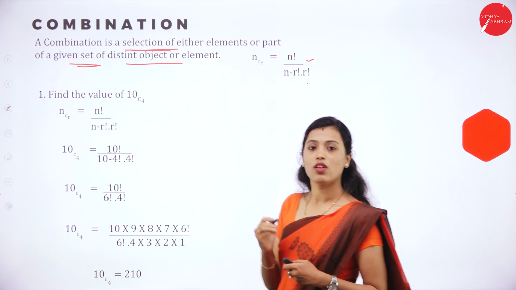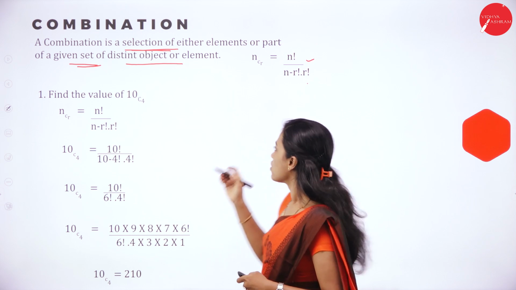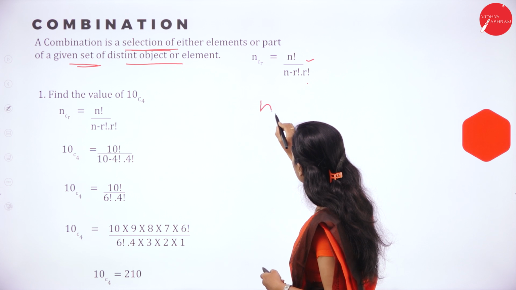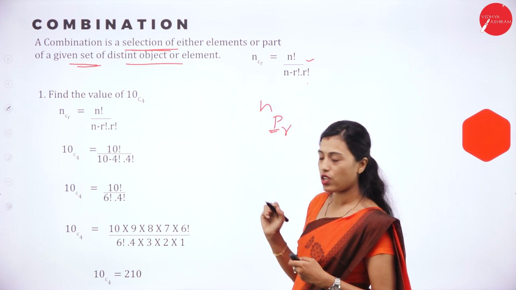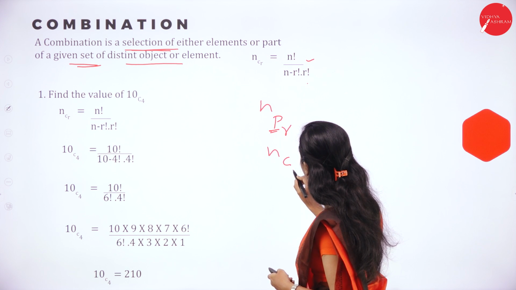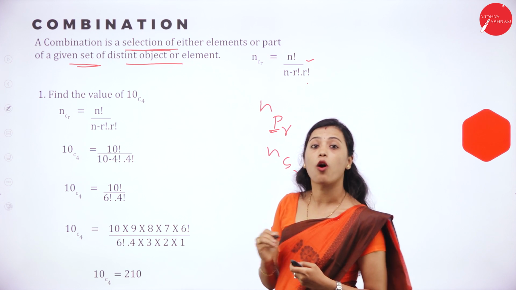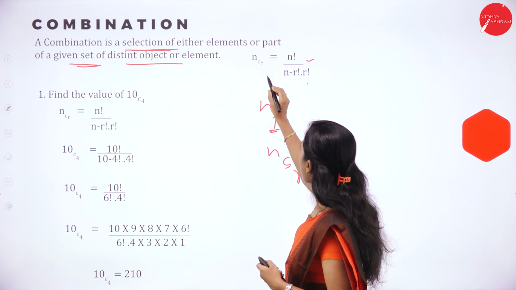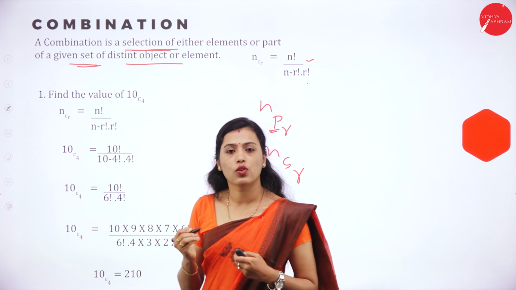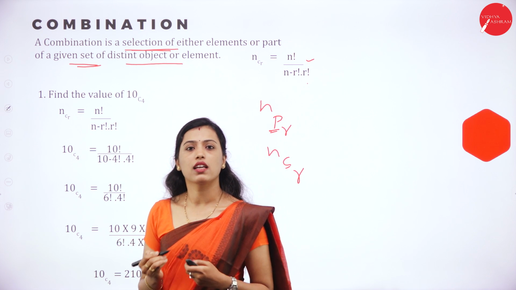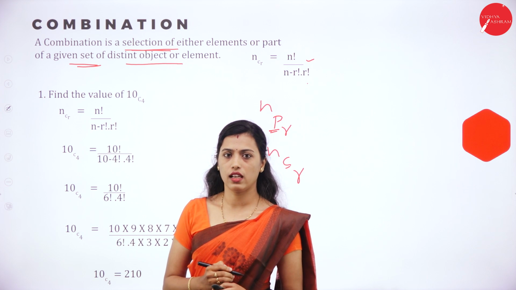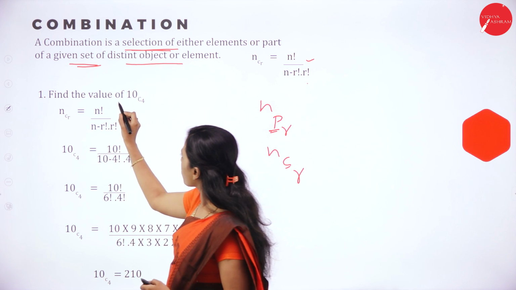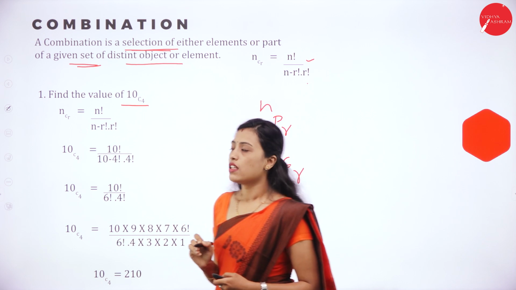Then formula for combination is nCr is equal to n factorial divided by n minus r factorial into r factorial. So if it is P, nPr, P means permutation. nCr, C means combination. So nCr is equal to n factorial divided by n minus r factorial into r factorial. We will solve some problems on combination.